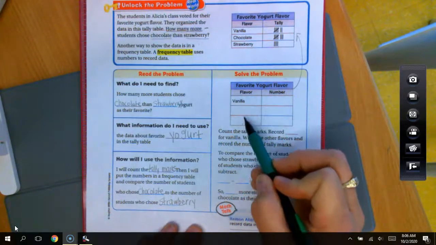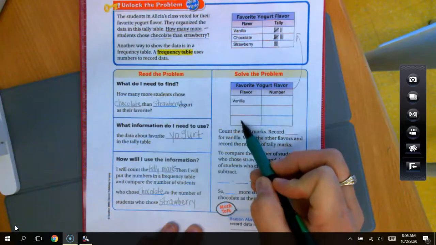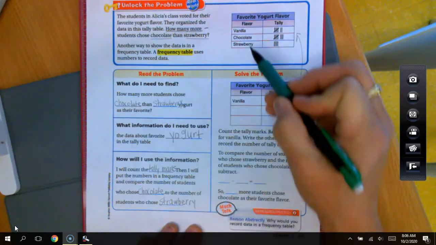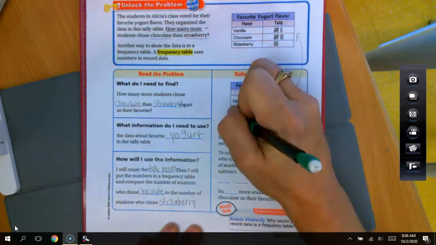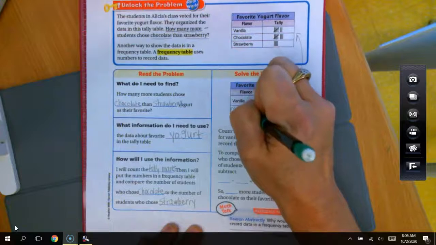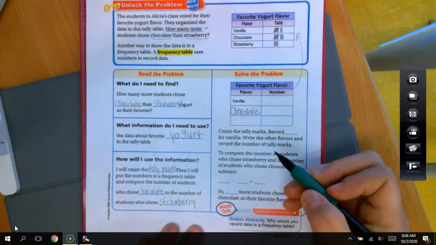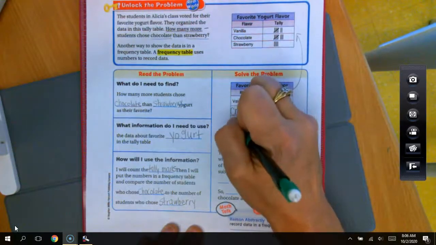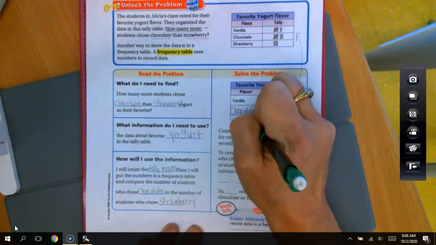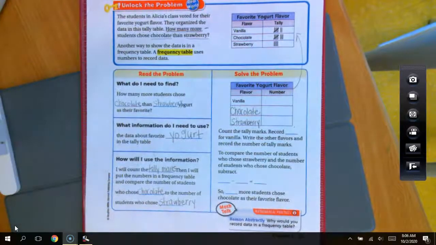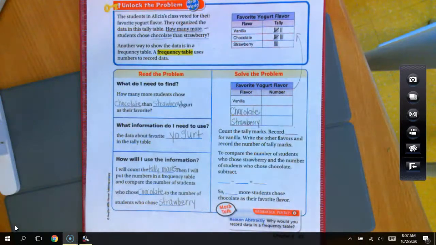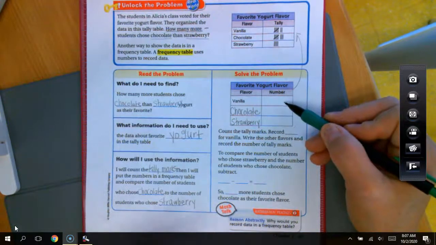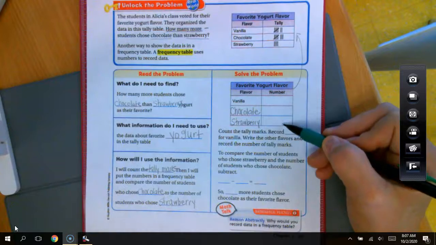But the first thing you need to do is make sure you have all of your information. I'm missing the blanks for my flavors of yogurt. All you need to do, boys and girls, is look at the table above. Underneath vanilla comes chocolate, so you need to write chocolate. And our other missing flavor is strawberry. So go ahead and write chocolate and strawberry on your data table. Now we need to fill in how many of each flavor people liked.